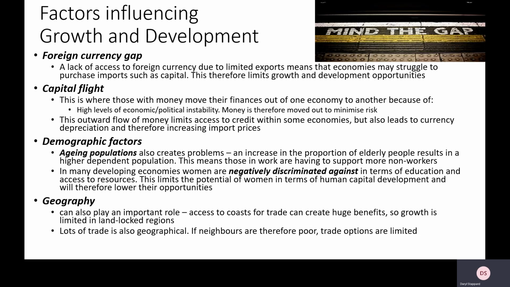And now also linked to this as well in geography, if all of your neighbours are very, very poor economies, then your opportunity to grow and expand and export to these economies is also very limited. So economies that have got very rich, successful neighbours on their doorsteps tend to find they can use their economies to grow into those economies there to boost their exports.